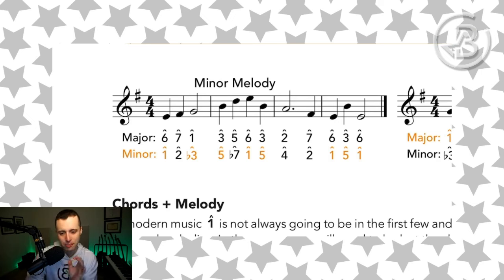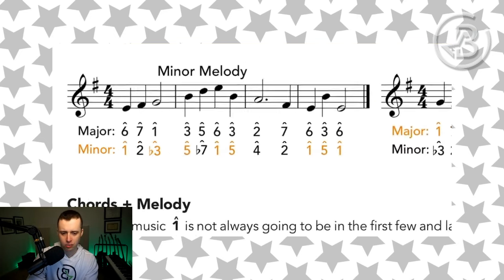So this is a minor melody, and it's a minor melody because we can see that the common notes of 1, flat 3, and 5 from the natural minor scale, in this case the E natural minor scale, are showing up. There's more of them, and they're landing on stronger beats.